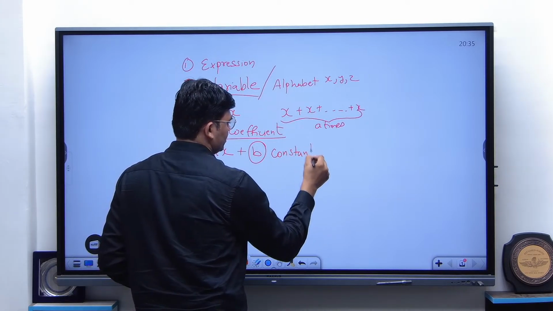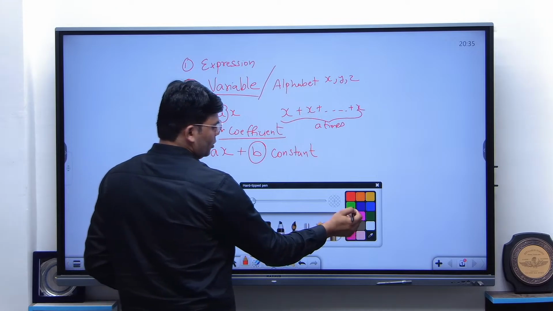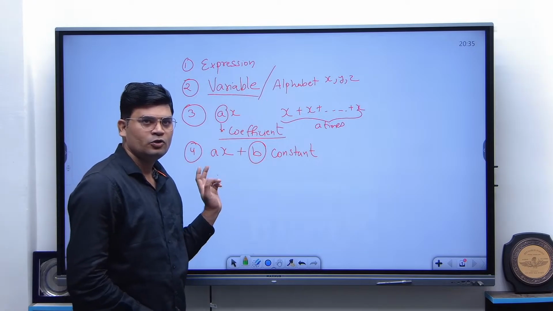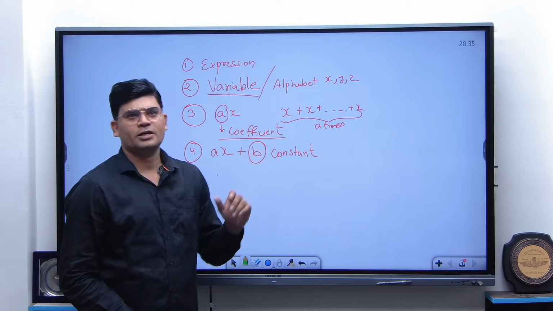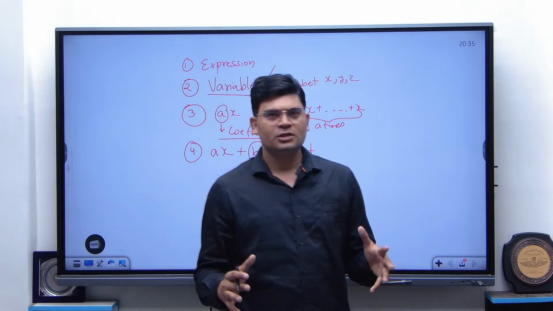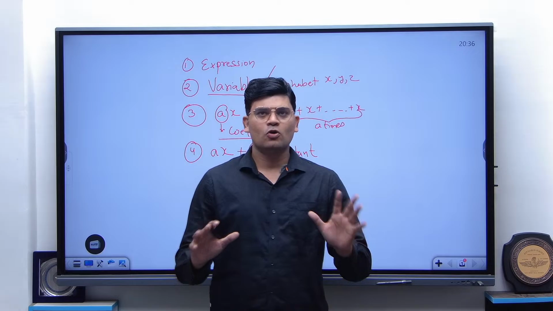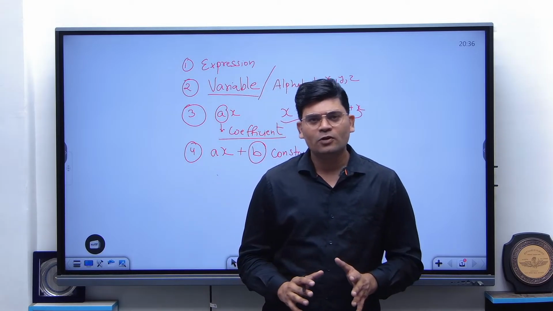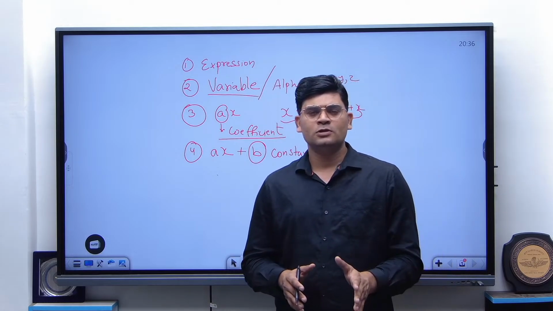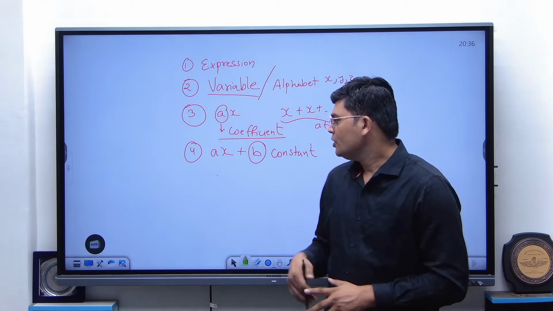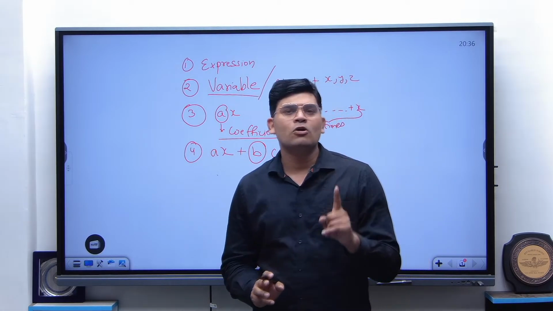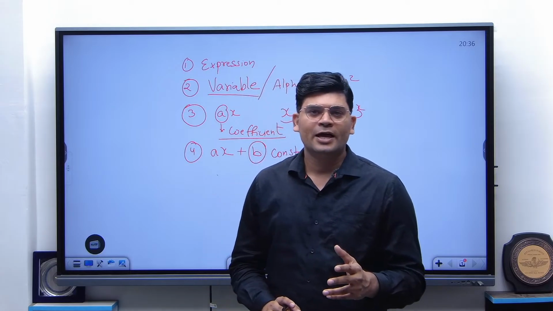Not to get confused between a constant and a variable, you must be thinking, sir, is b a variable or a constant? Any number whose value is fixed in an expression is a constant. And any alphabet which can take up many values is known as a variable. So here x is a variable, and a and b both are constants.